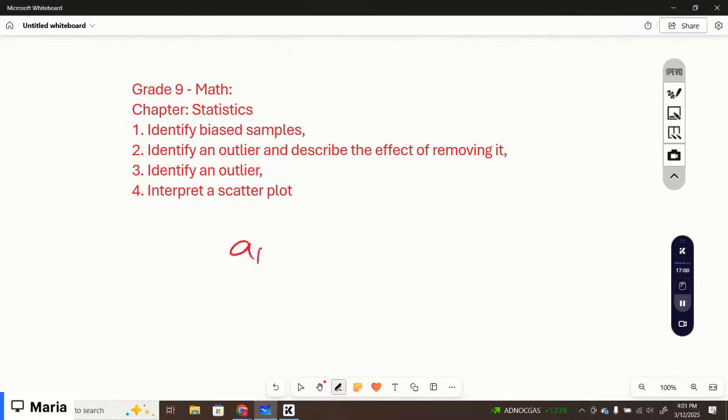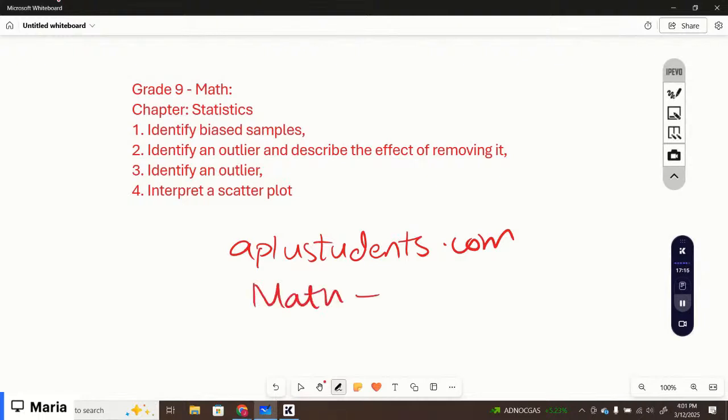You can find all the lessons on aplusstudents.com. You have to log in there using your email address, and the password is provided by the administrator. Then you have to select math from the subject tab, scroll down to grade 9 math, and then click on view all lessons. There you can find the list of the chapters.